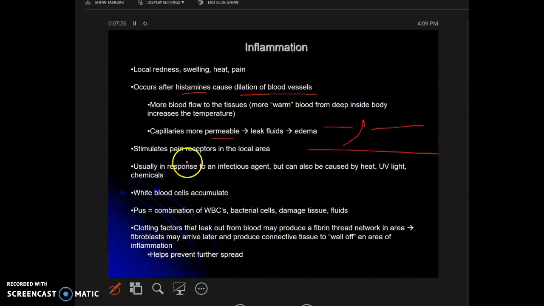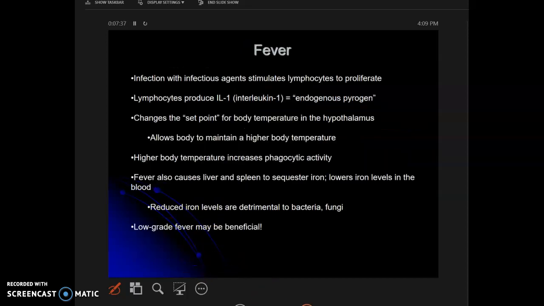So also they will stimulate the pain receptors. Now as the white blood cells accumulate, you will see pus. And also this will prevent what? Further spread of the infection.